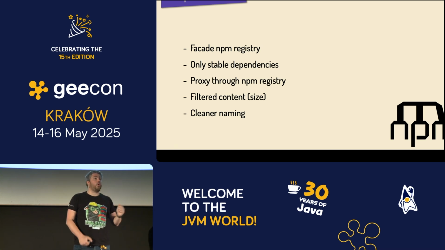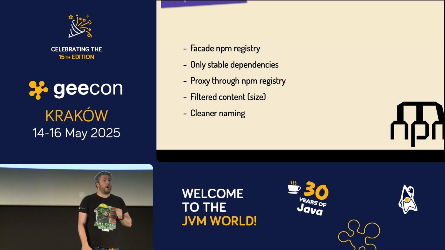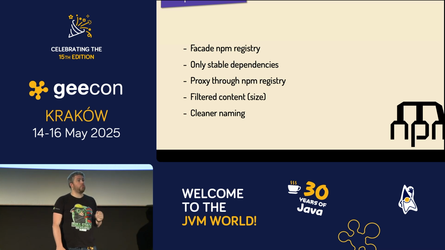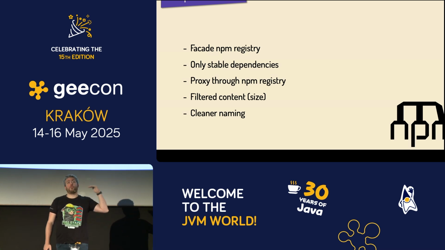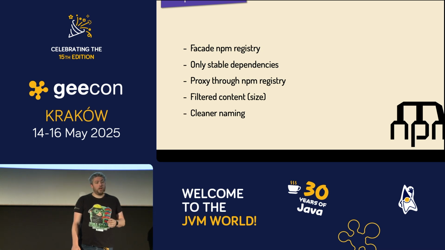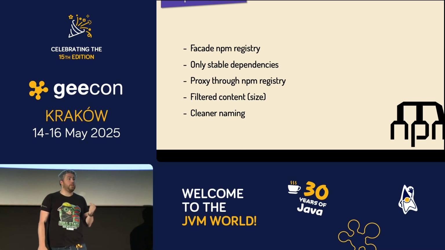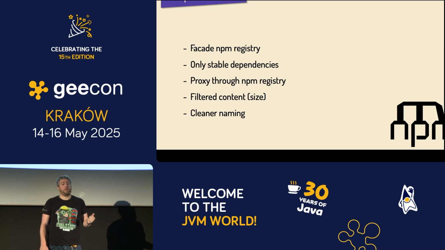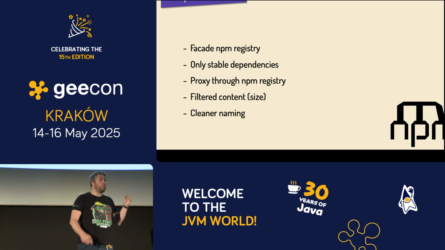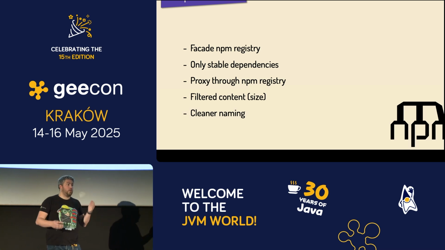One other thing, it only takes stable dependencies, because I don't think anybody wants the latest experimental version of a React dependency, especially in production. So MVNPM just filters that for you. As I said, it proxies through NPM. It means you always have the latest version of those NPM dependencies available to you. It will also filter what's inside those web jars.